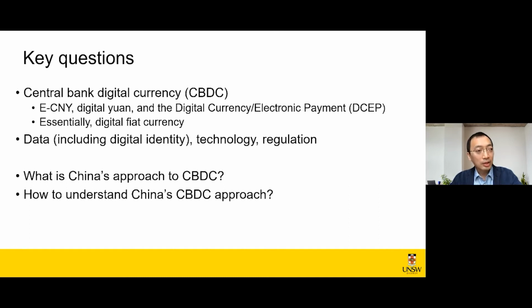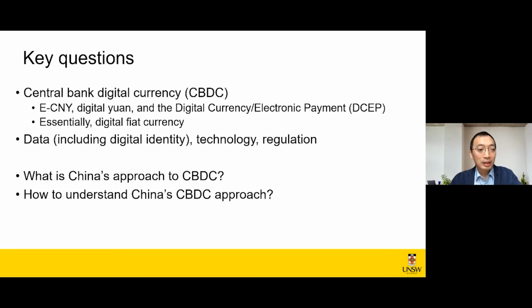The CBDC, I would say, is quite different from traditional currency in the sense that it involves data. If you think about cash, you don't really have a track of the use of the cash as much as you do with CBDC. And that involves digital identity and, of course, technology and regulation, as well as those issues regarding the data flow across the border if they're used internationally. The two questions I would like to discuss: one, what is China's approach to CBDC? Two, what are the influencing factors, or how do we understand China's approach to CBDC?